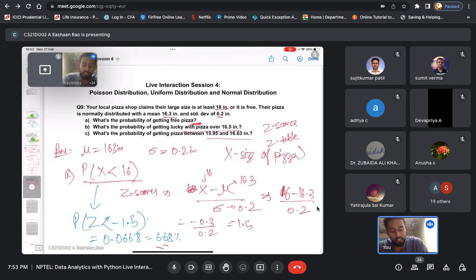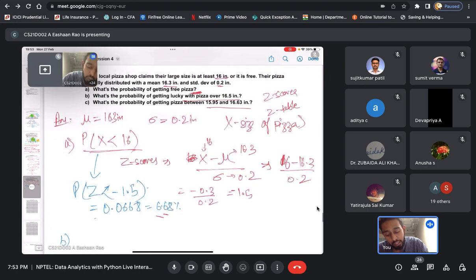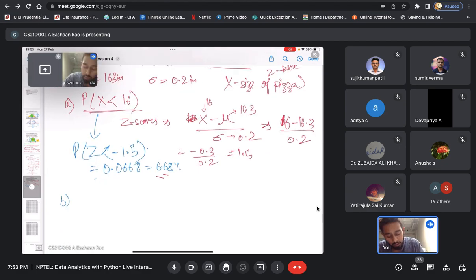Okay, so this is another way, a faster way of doing this. You just have to convert a quotient in standardization form into a z-score. So the next question is, what is the probability of getting a pizza over 16.5 inch? So it is saying P(X > 16.5), the size of pizza should be greater than 16.5 inch. So first I need to calculate the z-score.